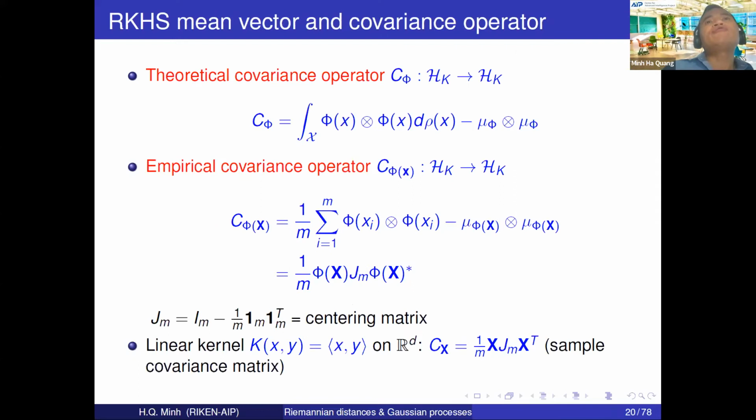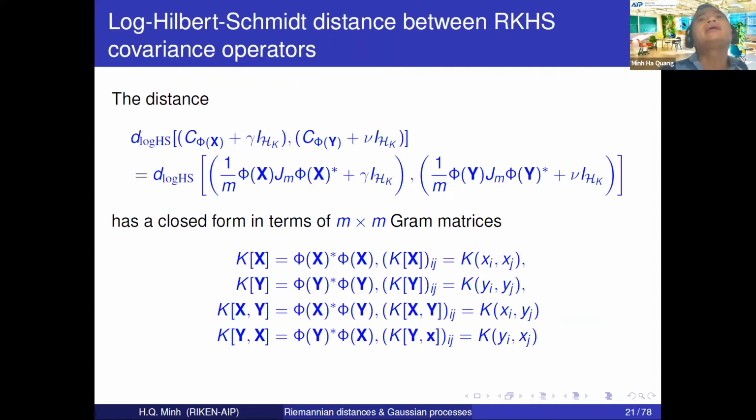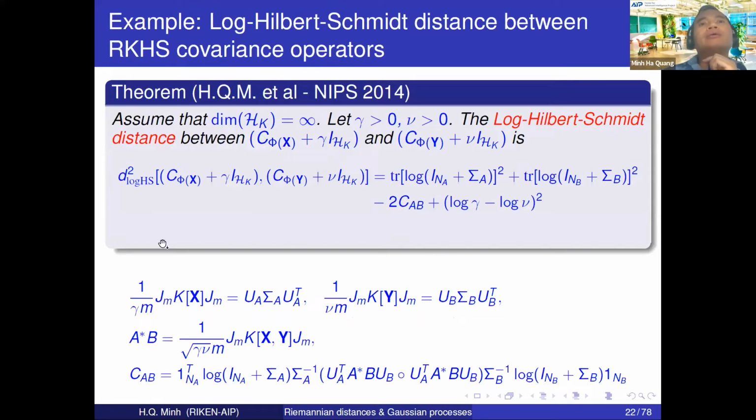Now, given the kernel, we can define the RKHS covariance operator in this form, and then the distance between two RKHS covariance operators can be given by a closed-form formula in terms of the Gram matrices. So the distance between C_X plus gamma I and C_Y plus gamma I can be given in closed form. The kernel matrices are given with entries like K(x_i, x_j). I will not go into the detail of the formula, just to show you that we have closed-form formulas in terms of the Gram matrices.